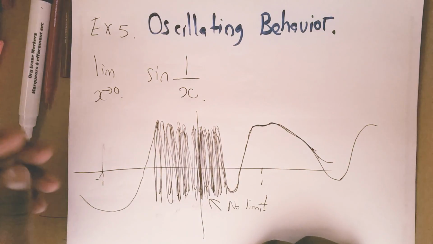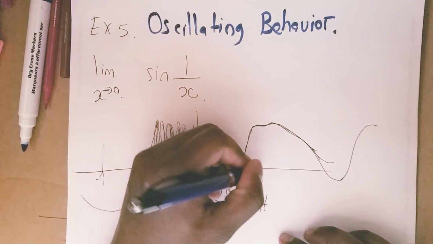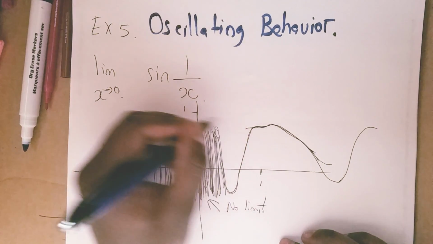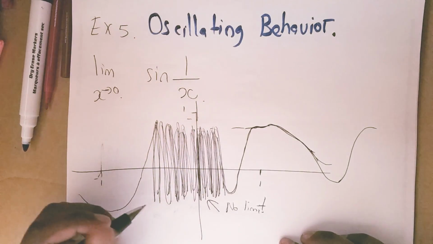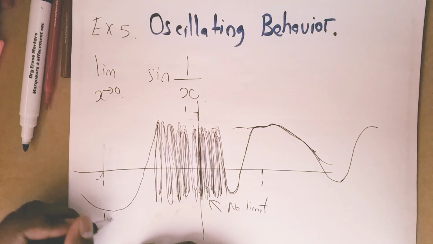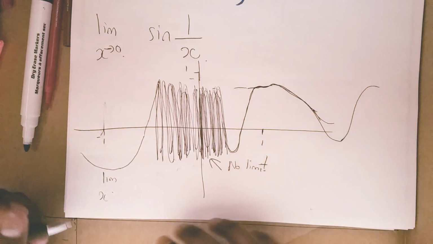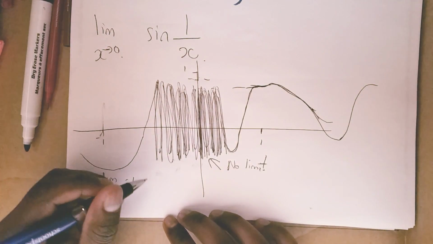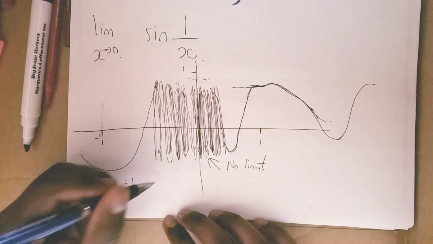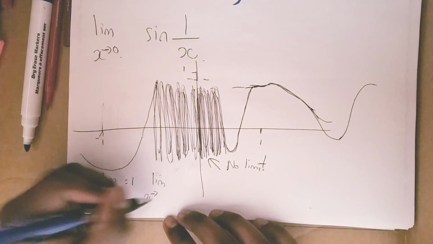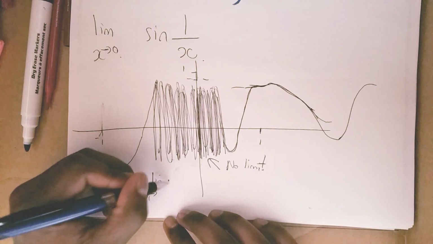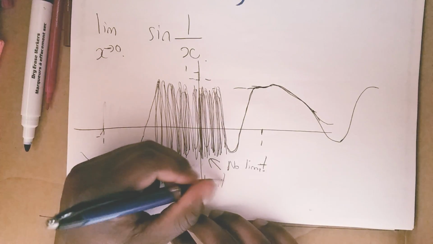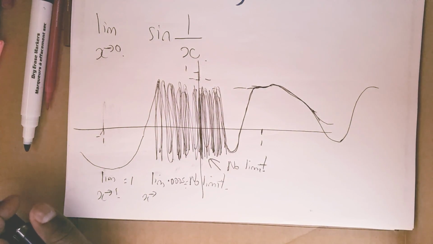If you were to plot points into the graph, what's the limit as x approaches 1? You'd actually get a value of 1. But for the sine function, what's the limit as x approaches, let's say, 0.0005? The answer would be no limit. So for really, really small values, there is no limit.